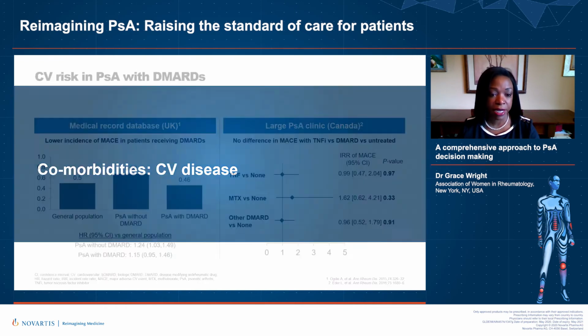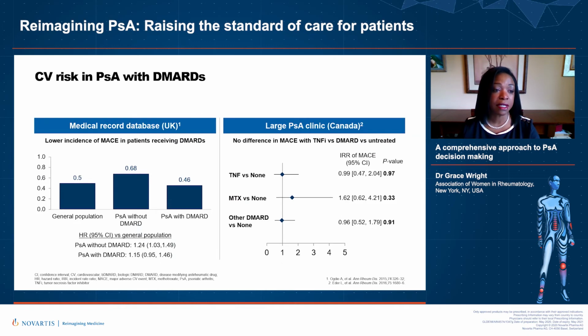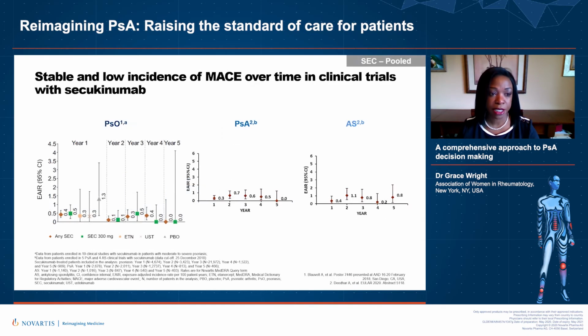Cardiovascular disease is of great concern for our patients. And here we're going to look at the cardiovascular risk in psoriatic arthritis patients treated with DMARDs. And this is using large cohorts out of the UK and Canada. And here we see really no difference across these populations, of the general population as a background reference, psoriatic arthritis patients treated without a DMARD, and psoriatic arthritis patients treated with a DMARD. When we look at the Canadian population, no difference was seen in MACE events with TNF inhibitors versus DMARDs versus untreated, and so there was nothing that popped in these populations.